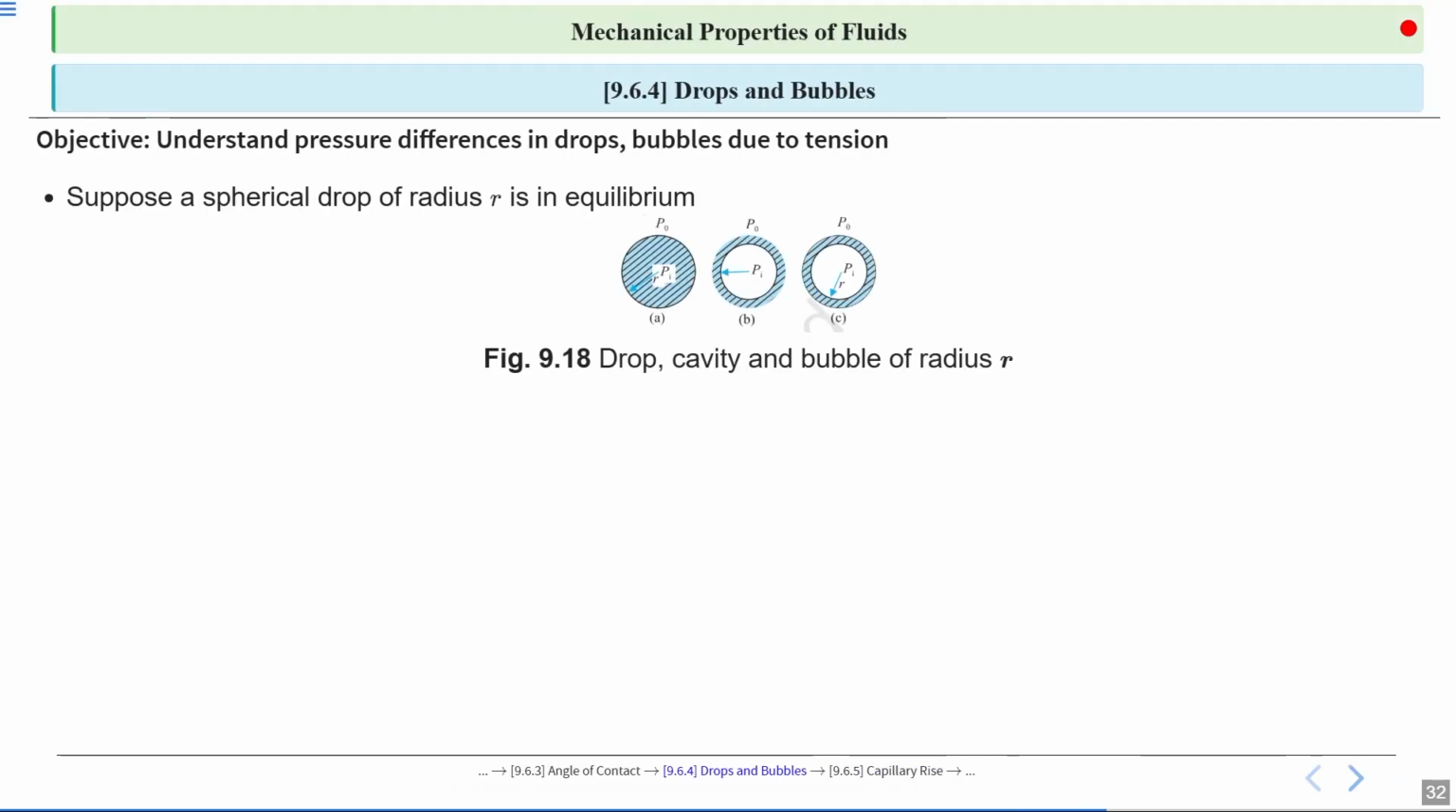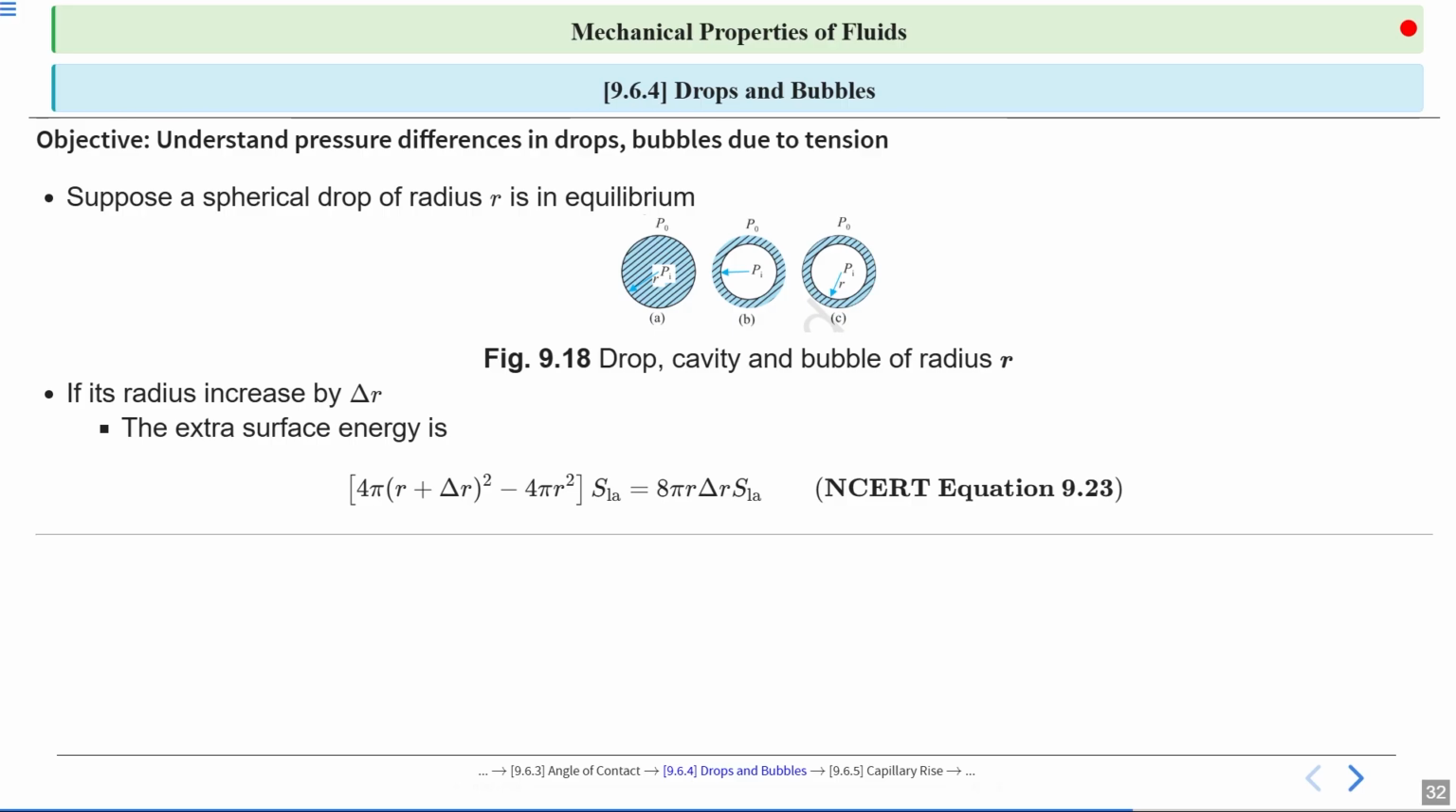Now, suppose we have a spherical drop with radius r that is in equilibrium. So take a look at diagram 9.18. Here the drop, cavity and bubble are all shown with the same radius r. This visual helps us compare different cases where surface tension plays a role. If its radius is increased by delta r, the extra energy is [4 pi (r + delta r)^2 - 4 pi r^2] SLA, which is equal to 8 pi r delta r SLA.